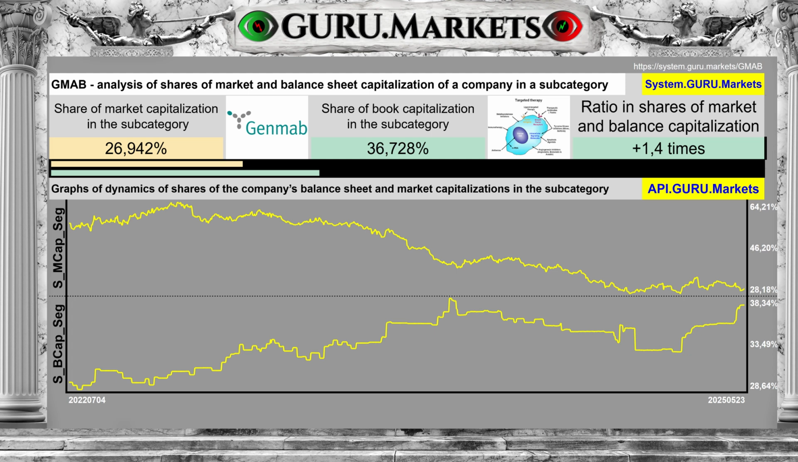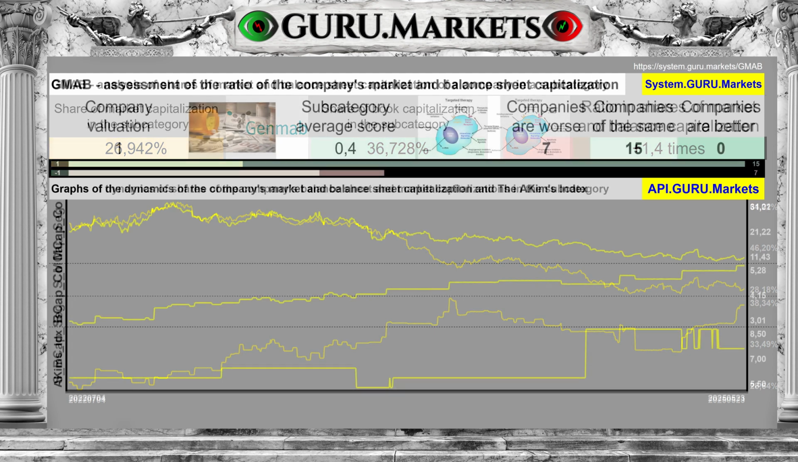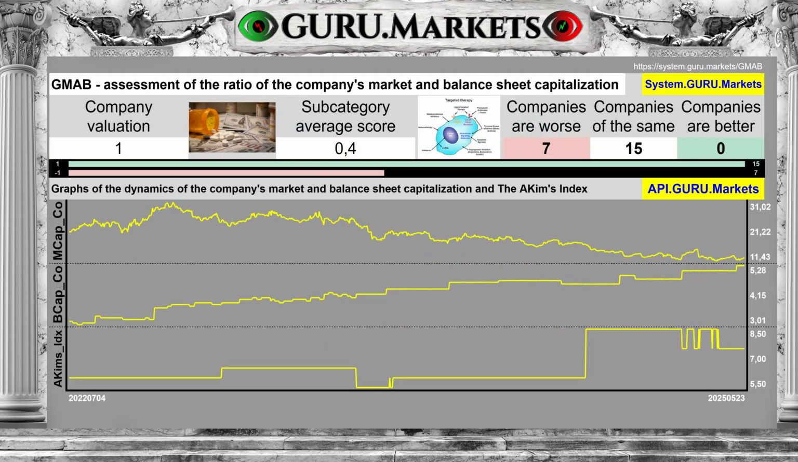Having compared the shares of stock exchange and balance sheet capitalization, we see the following. The share GenMab ADR occupies in the subcategory when assessing the market value is 26.942%. The book value is 36.728%. This is 36% more than the market capitalization share. Assessment of the organization's share of market and balance sheet capitalization of the subcategory: good, 1 point.